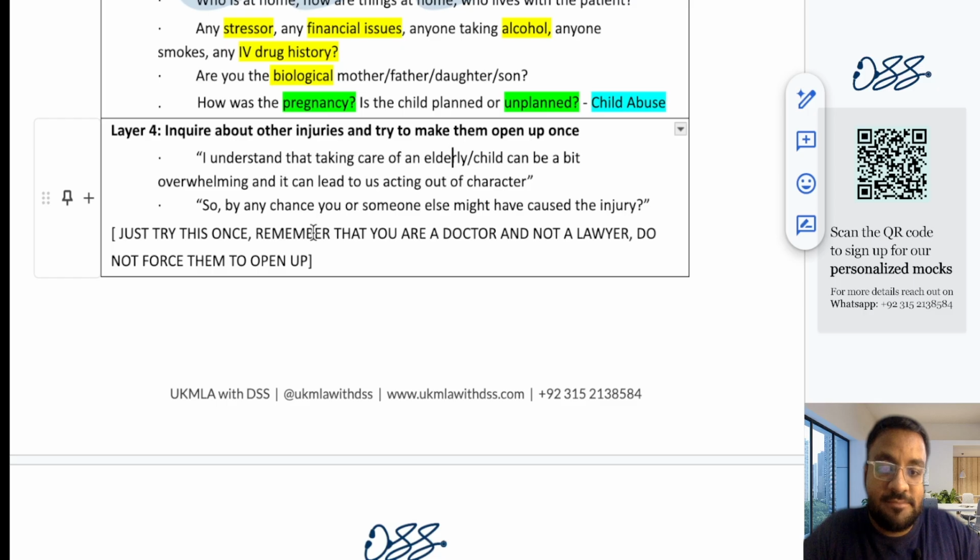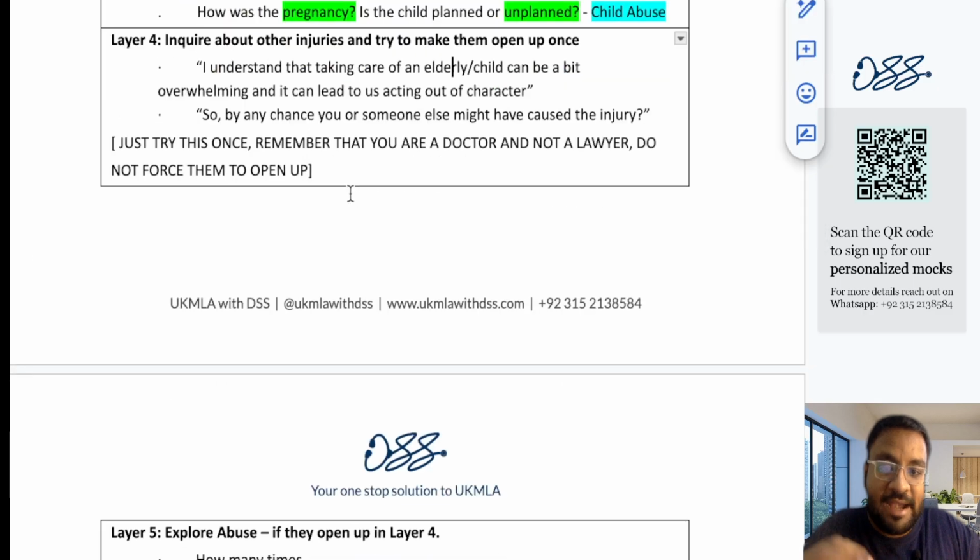And then you just try to make them open up. Okay, and you need to do this in a very, very smart way. And there's a very important thing that comes with this that I'm going to talk about.